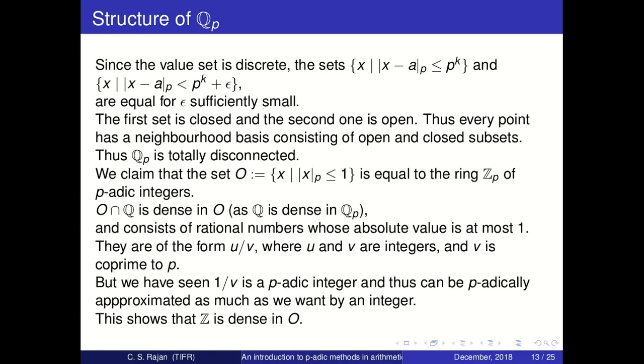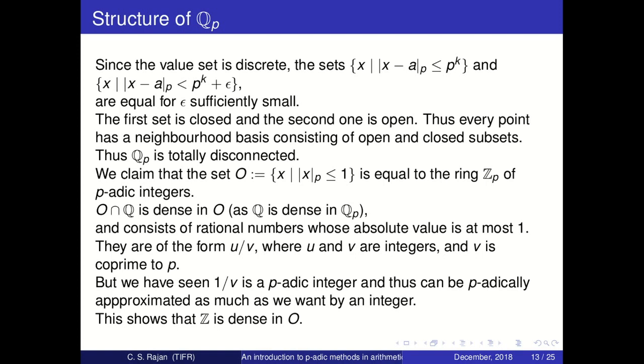Now I want to claim that the set O, which is the set of elements with absolute value less than or equal to 1, is equal to the ring Zp of p-adic integers. So I have a different description. I have already described Zp very explicitly as a set of coherent sequences in Z mod p to the power k, where each one maps to the other mod. So first of all, since Q is dense in Qp, O intersection the rationals will be dense in O, and consists of rational numbers whose absolute value is at most 1.